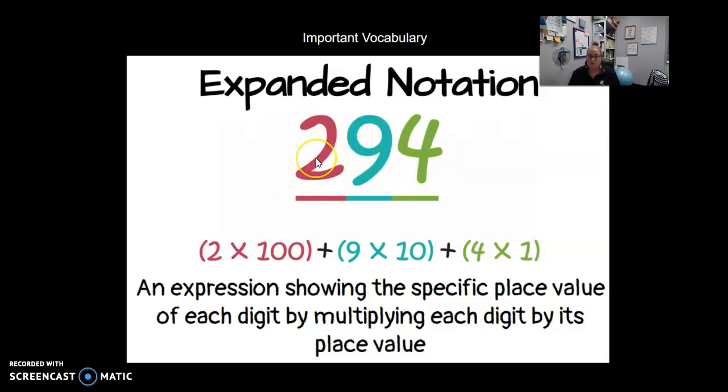This time we're actually breaking it into the place value, and we're multiplying it by the place that it's actually in. So if I had the number 294, I have a 2 in the hundreds place. So I'm going to say 2 times 100 because it's in the hundreds place, plus 9, because there's a 9 in the tens place, times 10, again because it's in the tens place, plus 4, and the 4 is in the ones place, so I'm going to say 4 times 1. And this is the expression that shows us expanded notation. This is what we're going to practice doing today.